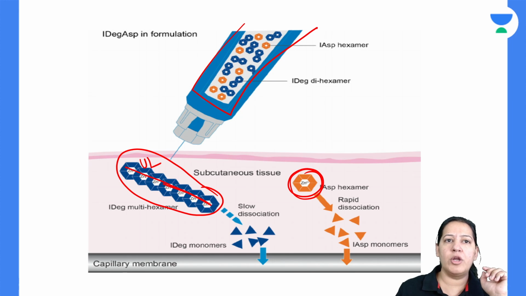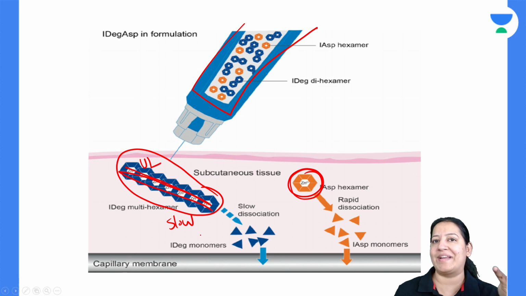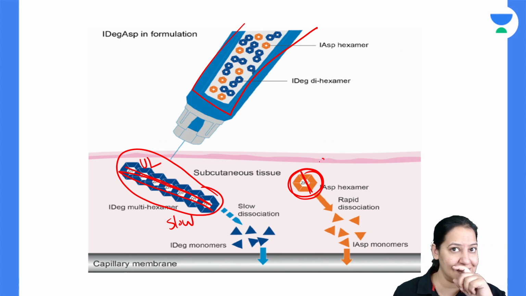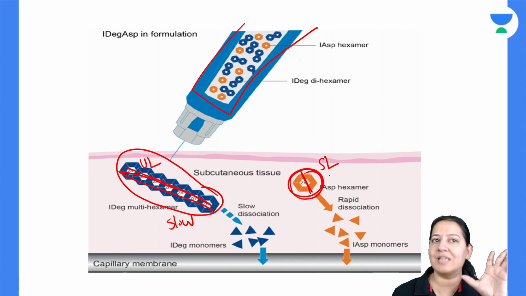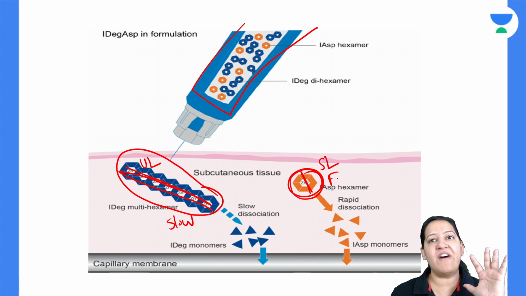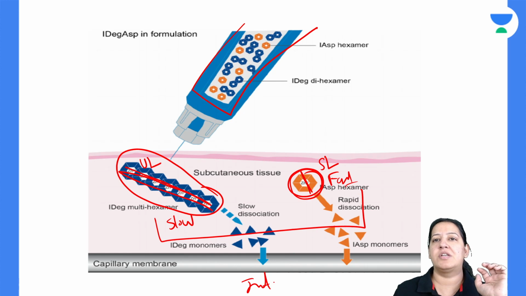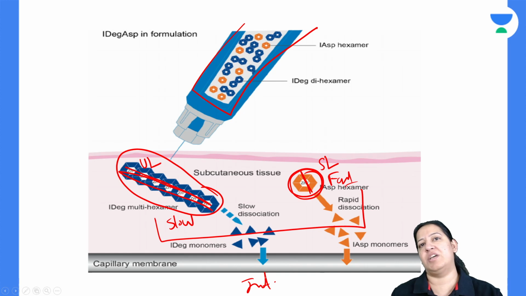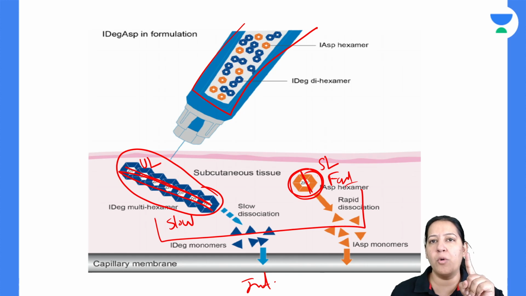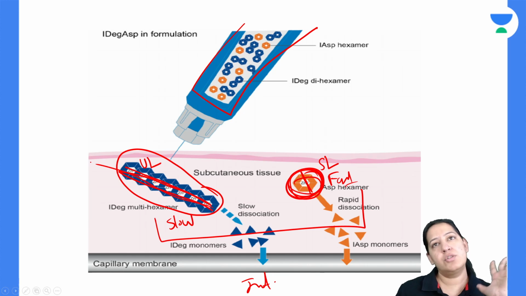You can see this one is ultra Lente. The insulin molecule is large, so it is slow acting, right? Long acting, slow acting. And this one, the semi Lente, the molecules of insulin are small, so they are fast acting, and the cumulative effect of both of them is intermediate. So slow and fast, the combination is intermediate. Have you got it? So you can see it is monomer, monohexamer, and multihexamer.